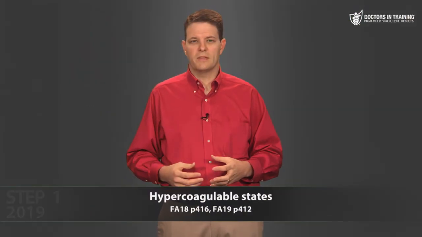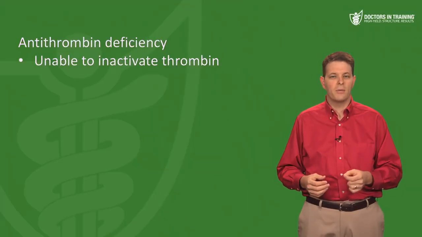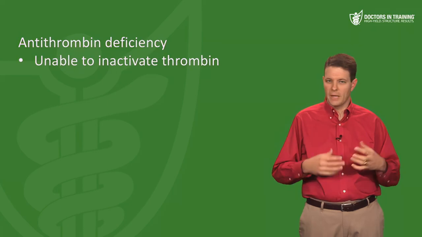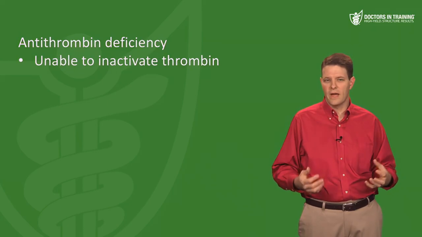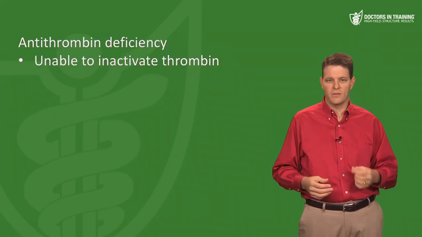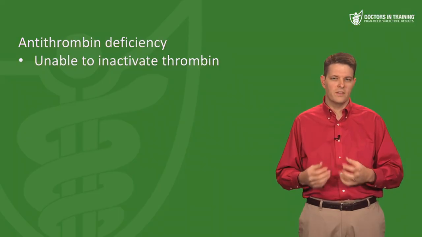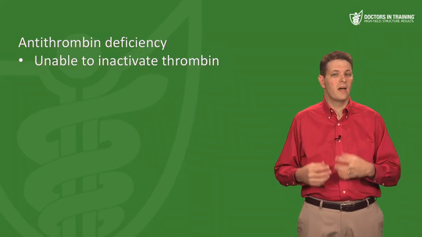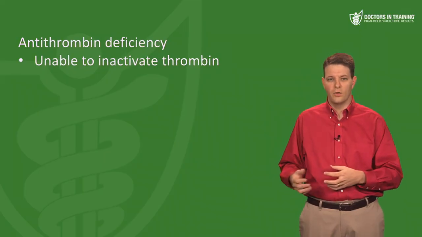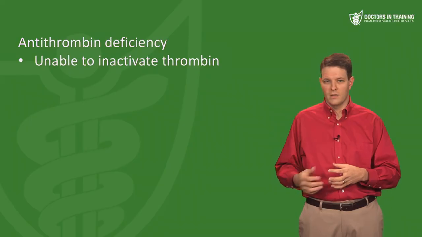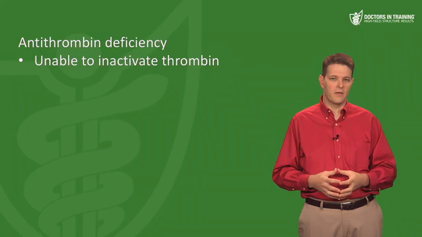Now, the other two hypercoagulable states are much less common overall. Antithrombin deficiency means you're unable to inactivate thrombin, so you're going to make more clots. Antithrombin also inactivates a bunch of other factors. And you don't necessarily need to memorize these, but they're factors 7, 9, 10, 11, and 12. So these patients can sometimes be resistant to heparin, because remember, heparin accelerates the activity of antithrombin. So if you have reduced amounts of antithrombin, that heparin isn't going to do much. Or you may have to give a much bigger dose of heparin to get the same effect.